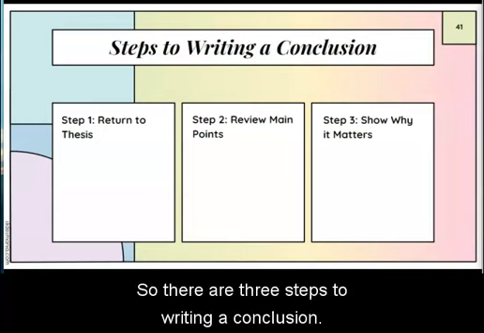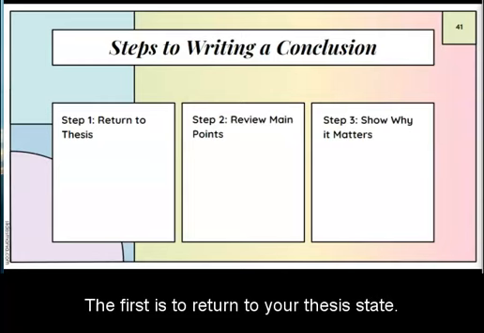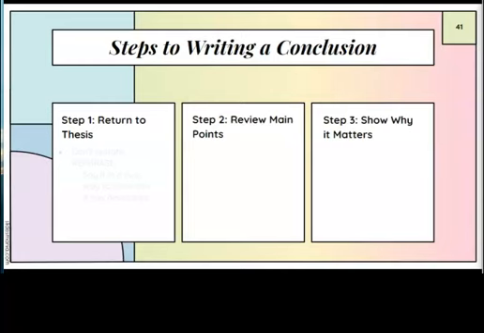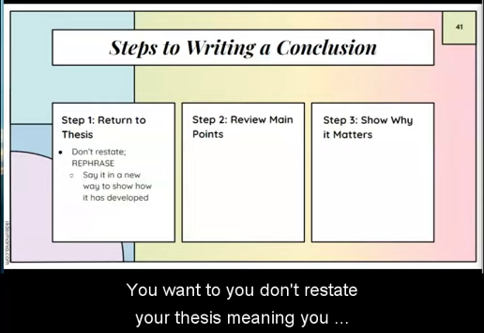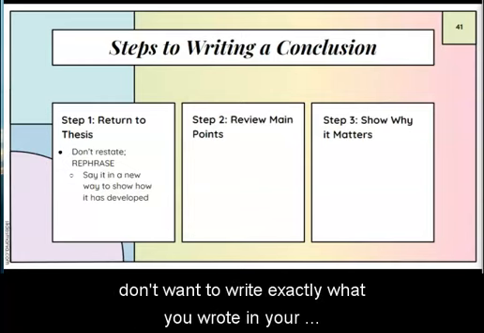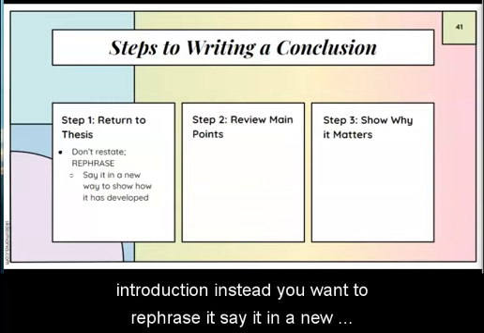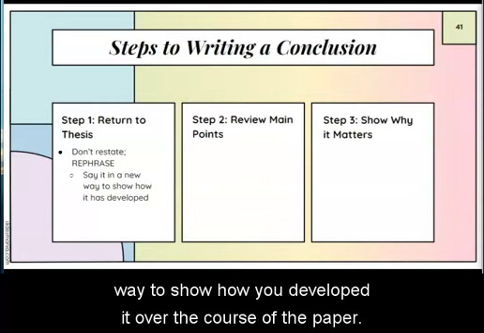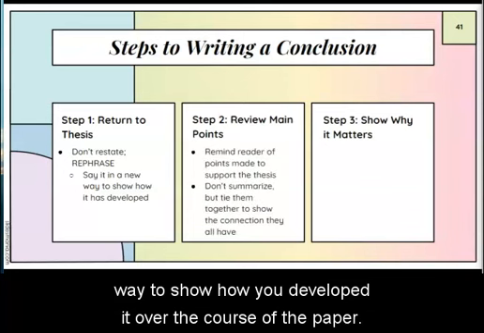So there are 3 steps to writing a conclusion. The first is to return to your thesis statement. You don't restate your thesis, meaning you don't want to write exactly what you wrote in your introduction. Instead, you want to rephrase it. Say it in a new way to show how you've developed it over the course of the paper.